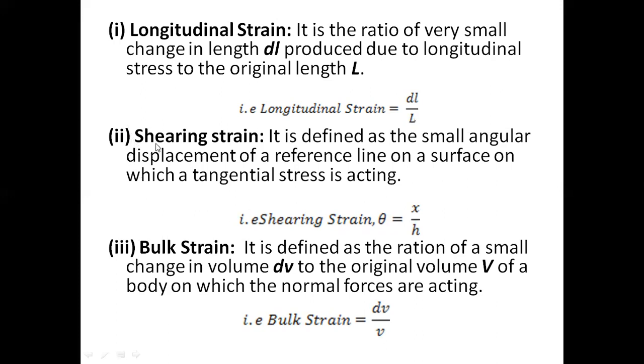The second type of strain is shearing strain. It is defined as the small angular displacement of a reference line on the surface on which tangential stress is acting. Shearing strain is denoted by theta and it is equal to x by h. The third type of strain is bulk strain. It is defined as the ratio of a small change in volume dV to the original volume V of a body on which the normal forces are acting. So bulk strain is equal to dV divided by V.